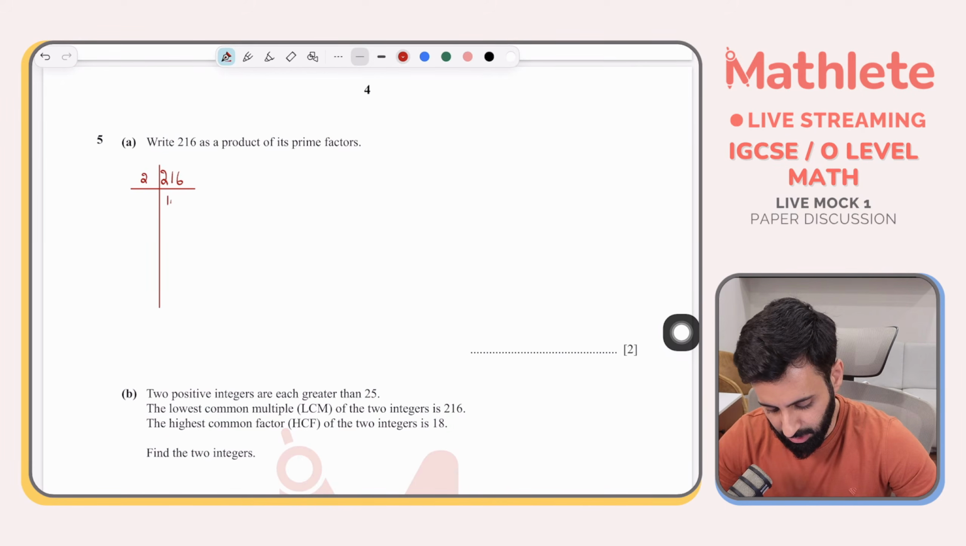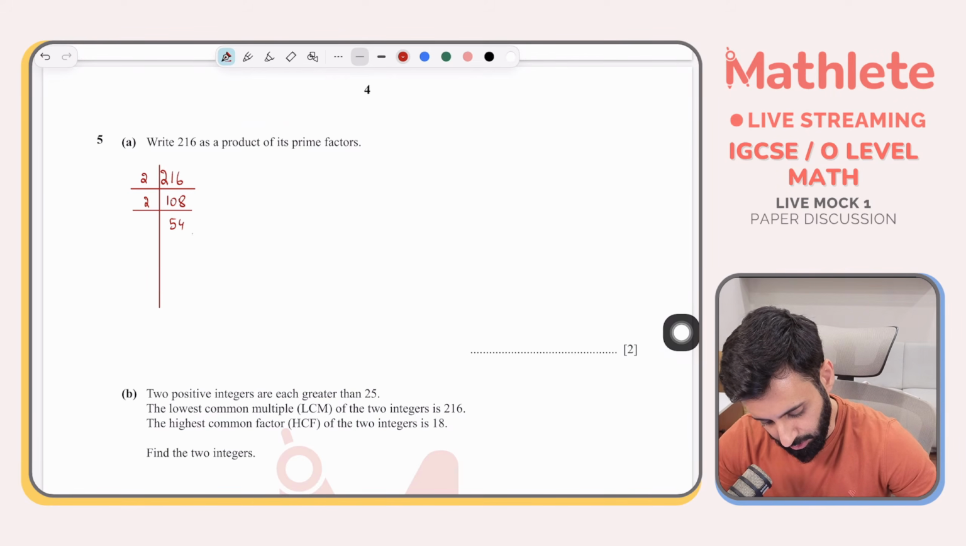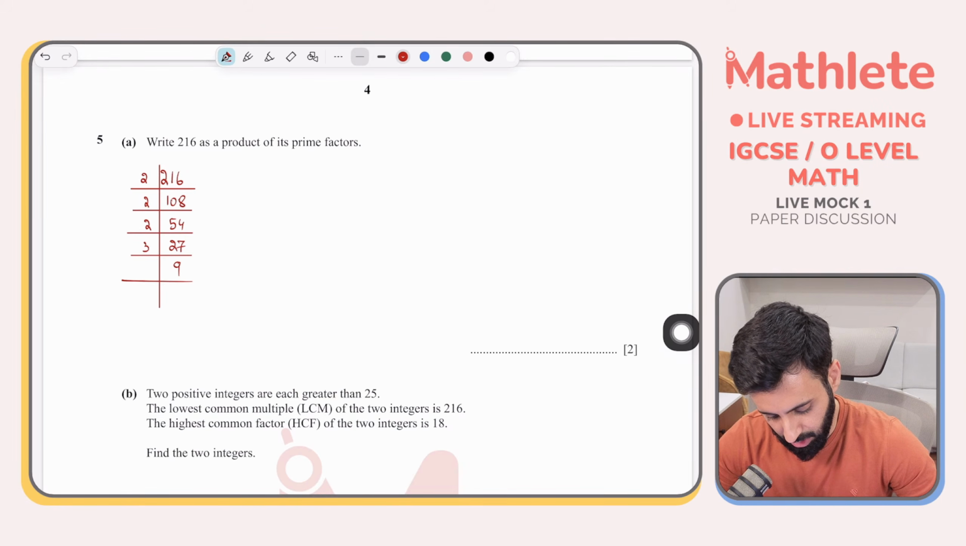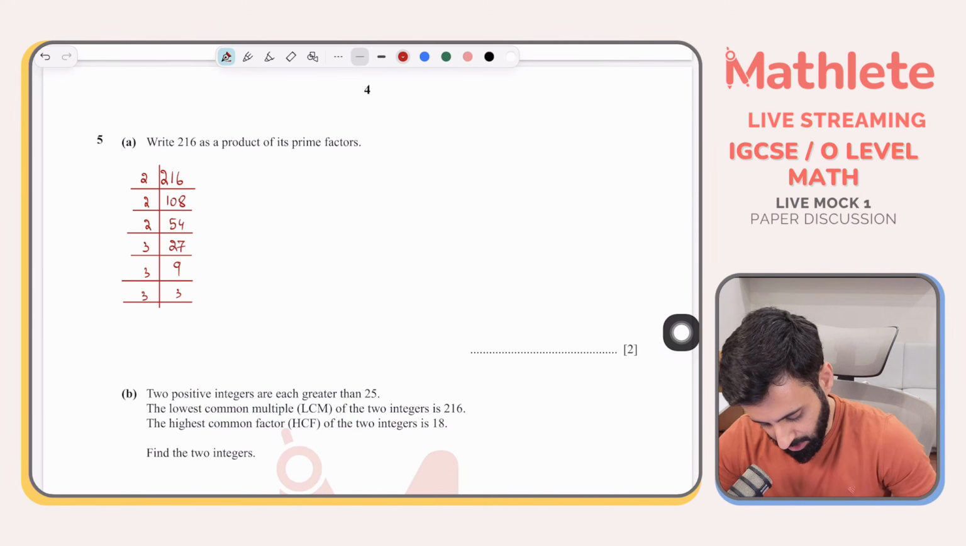So if I divide by 2, this is equal to 108. Let's divide it by 2. So this is equal to 54. Let's divide it by 2 once again. So it's going to be 27. And then after this, you know that it's going to be 3 times. Why? Because 27 is 3 cubed. Okay? So when you're writing it as a product of its prime factors, that's going to be 2 cube into 3 cube. Okay.